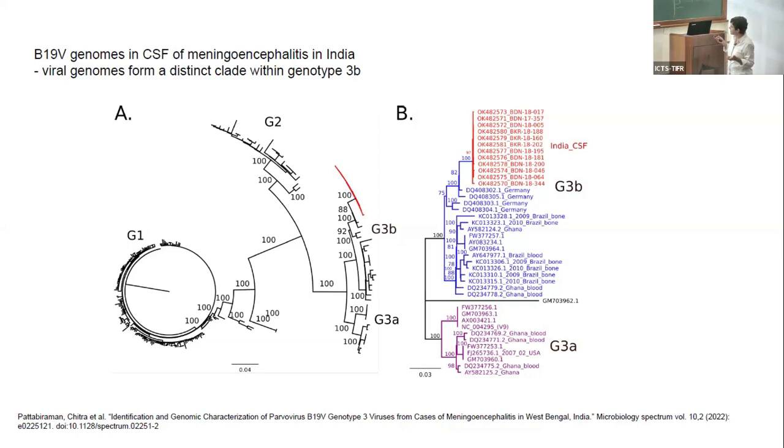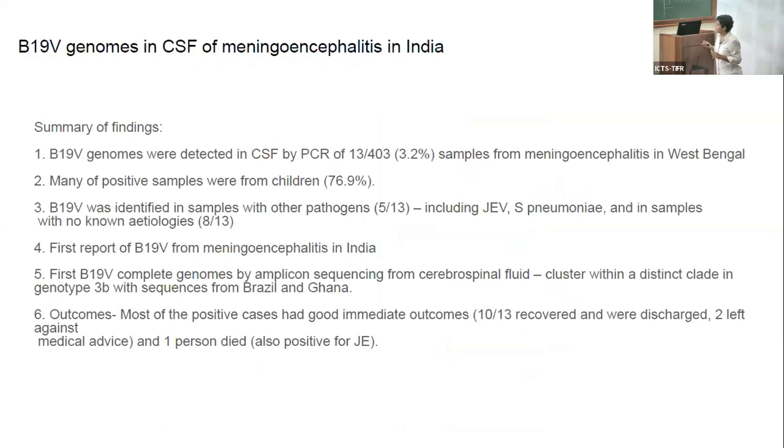All of these cases are from West Bengal, but none of them were linked to each other. So these were not clusters, they were sporadic cases. We got the entire genome from all of them, and they sit in a separate branch of the phylogenetic tree in genotype 3b, and they sit with other sequences from Germany and Brazil and Ghana and so on, but they sit in a clade of their own. And if you look at smaller bits of this, not full genomes, then they sit close to genomes from fragments from Afghanistan.